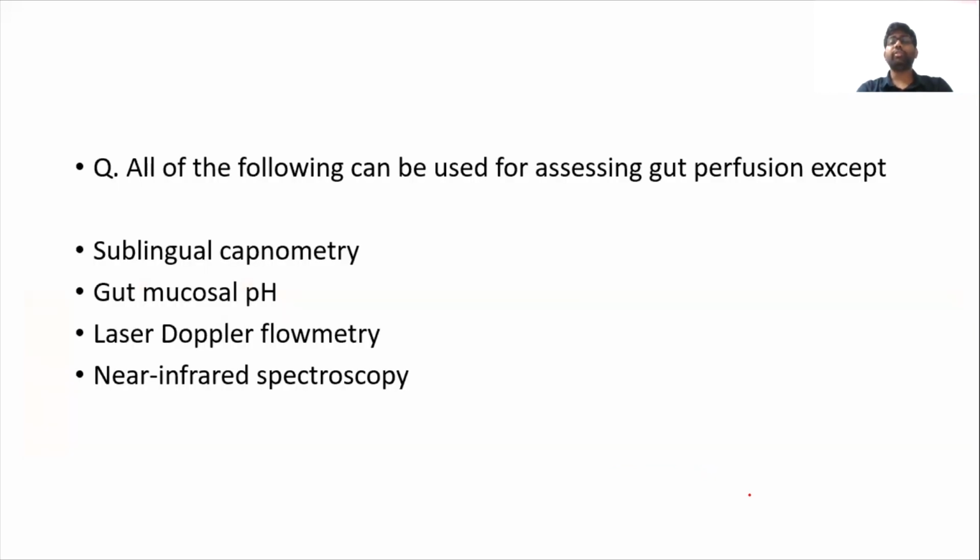Now, try to solve this question. This is a very important thing. When we solve this, you'll understand that there's a table in Bailey and Love which clearly mentions this. For assessing the gut perfusion, all of the following can be used except. So what can we use, what can we not use? Just remember, we usually use one of these three, but we don't use near infrared spectroscopy. This is a very important point.